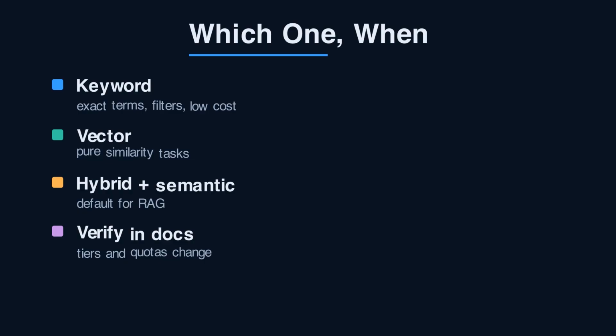The actionable takeaway: start with hybrid plus semantic reranker as your default. Then measure relevance and strip back to keyword only if the simpler mode meets your bar. And because tiers, quotas, and model names change, confirm the current limits in the Azure docs before you ship.